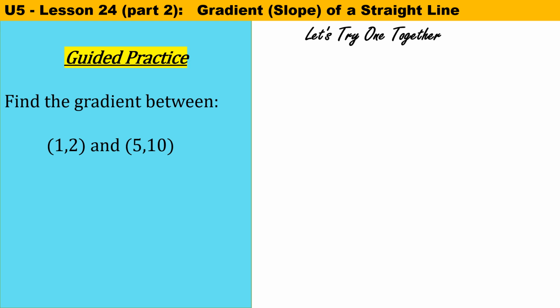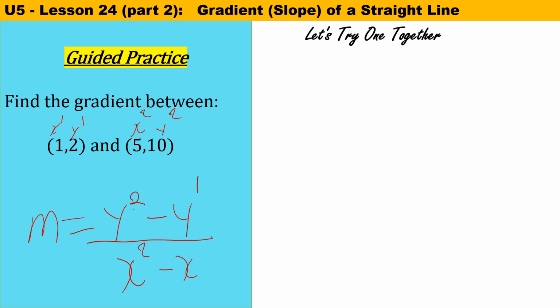So let's try one together. It says find the gradient between (1, 2) and (5, 10). Remember I said do your labeling first. It will help you eliminate confusion and mistakes. So let's label. We have x1, y1, x2, y2. And the formula says m equal to y2 minus y1 over x2 minus x1.